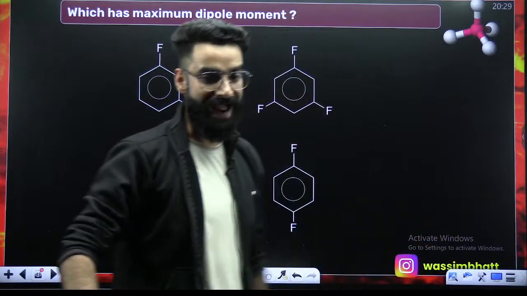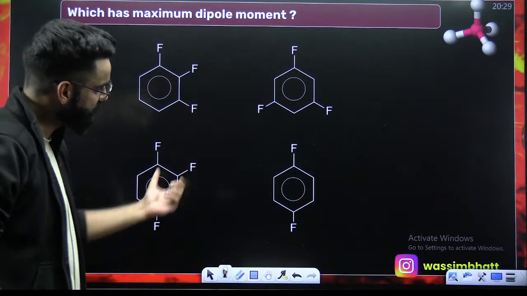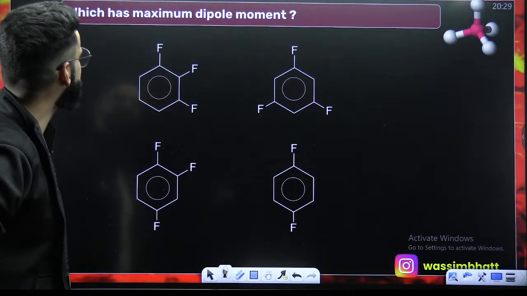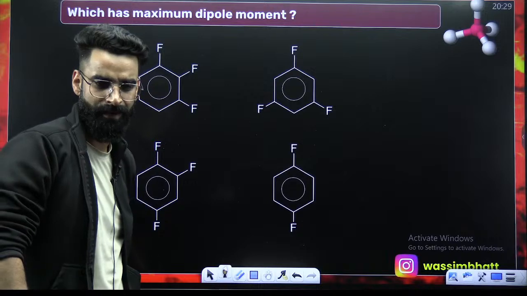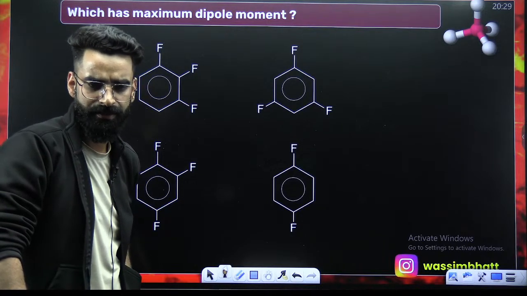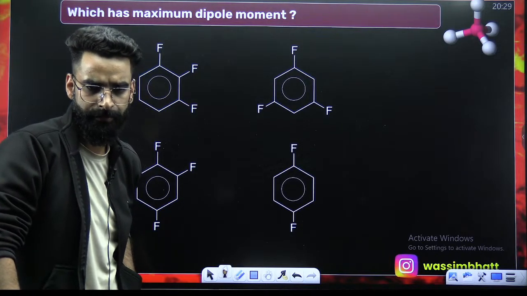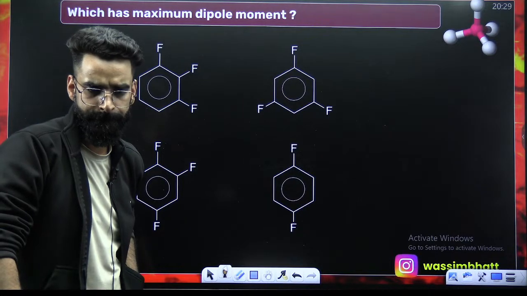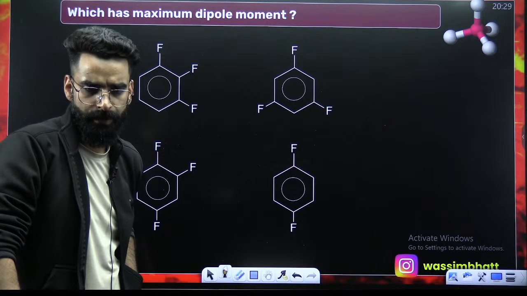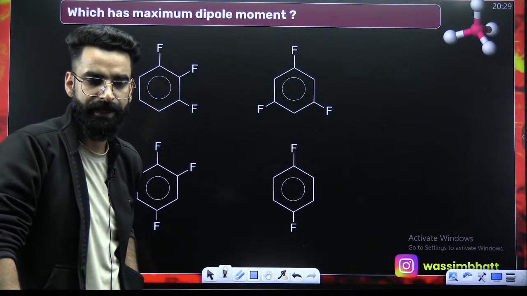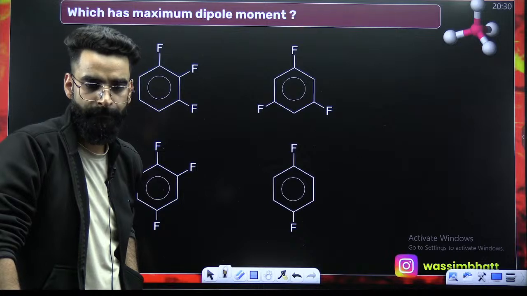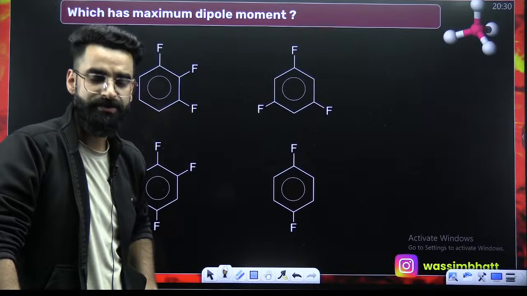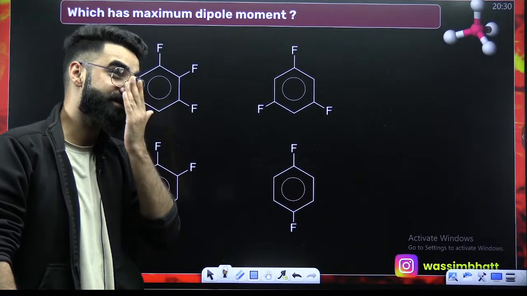Now, guys, look at these 4 molecules which are given to us. We have to say which has maximum dipole moment. Which of the 4 has got maximum dipole moment? Which of the following has got maximum dipole moment? Quick, people. How do you solve this sort of question? Just try to understand this.